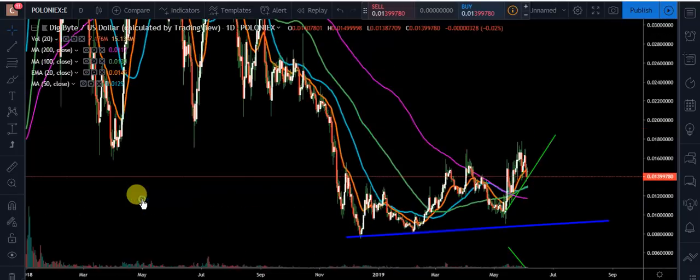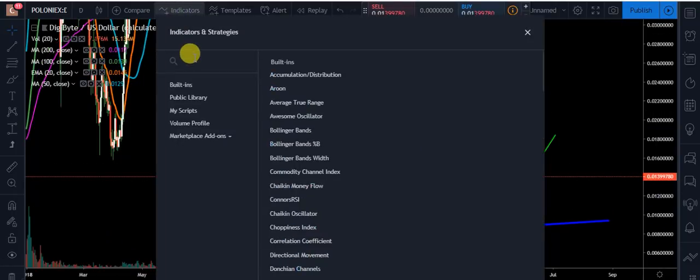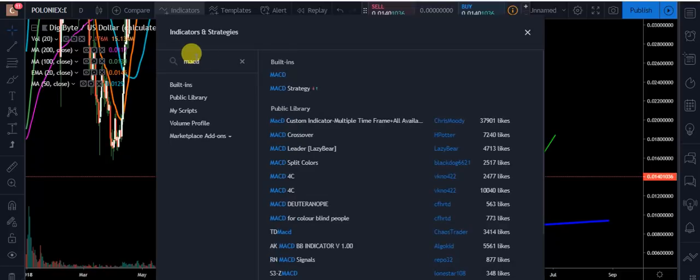Okay, next thing I want to look at, we're going to get into some more indicators. We're going to go into our MACD and see how that's looking.